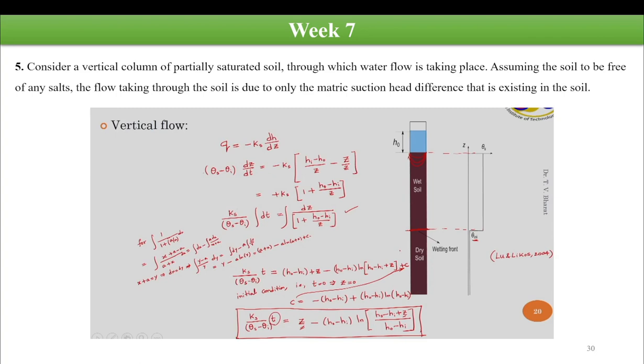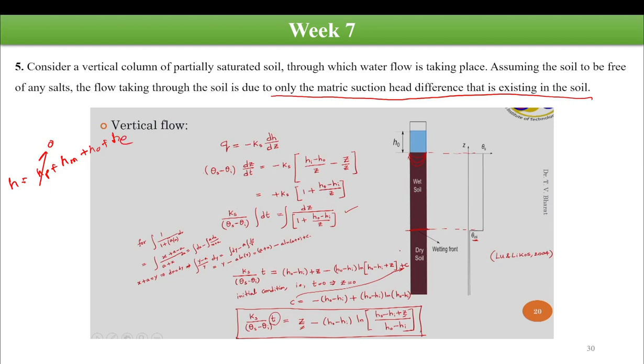The fifth question is that consider a vertical column of partially saturated soil through which water flow is taking place, assuming that soil to be free of any salts. The flow taking place in the soil is due to the matrix suction head difference only. So, what is the head difference? It basically is the pressure head, okay, in the soil it is considered at zero. Then we have matrix suction head. Then we also have osmotic suction head, and then we have the elevation head.